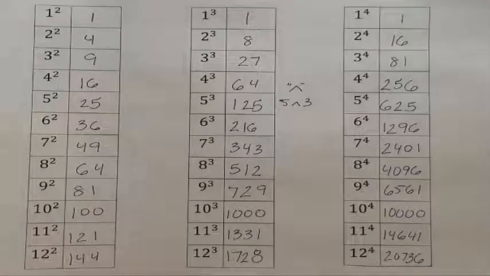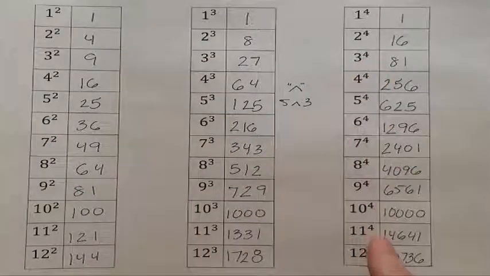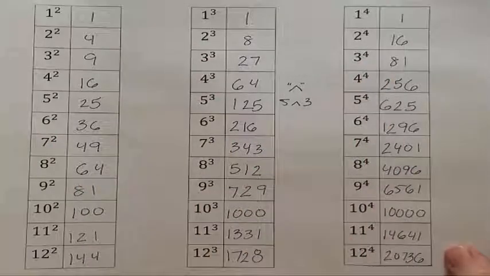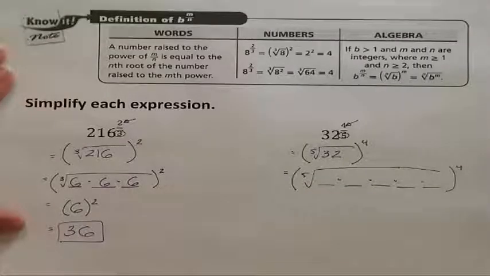I need one number 5 times. I don't have a fifth list. I have a second list, a third powers list, and a fourth powers list. I don't have a fifth powers list. So you either need to make a list of fifth powers, or know your multiplication, or guess and check. So let's go back to our problem. I'm going to try guessing and checking.